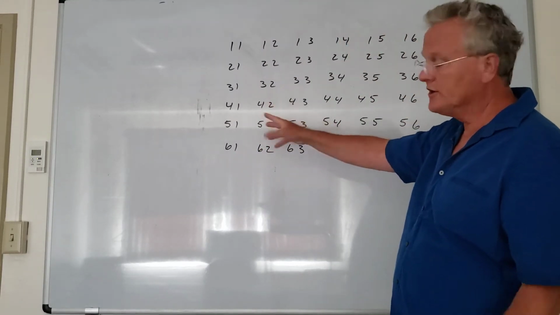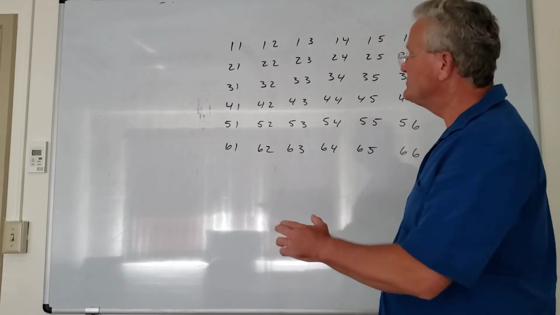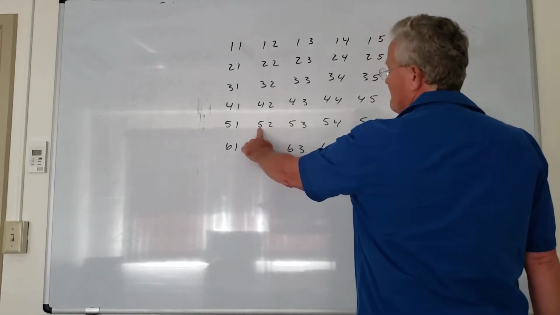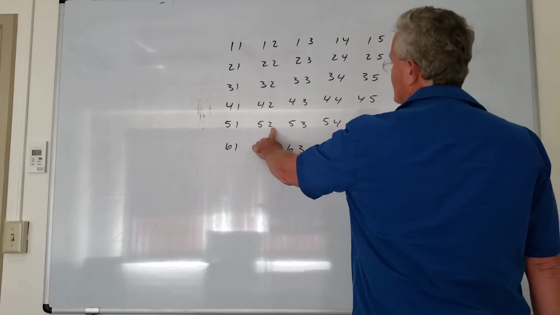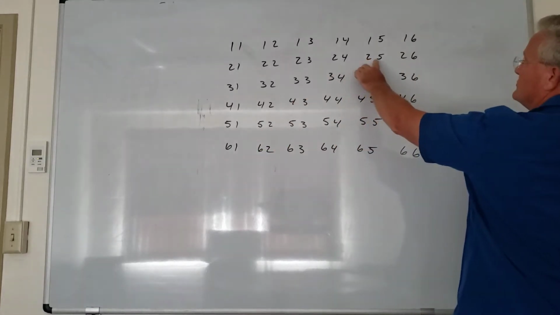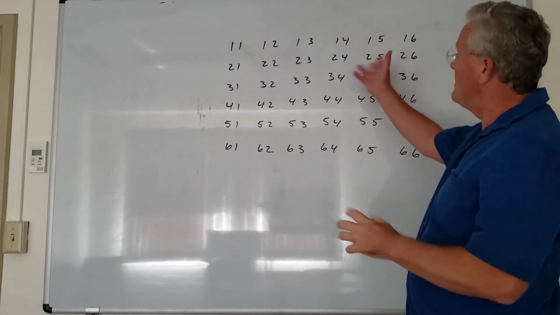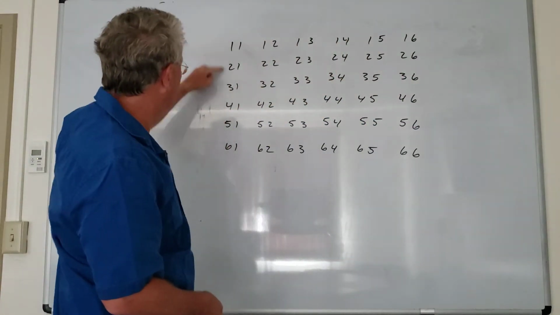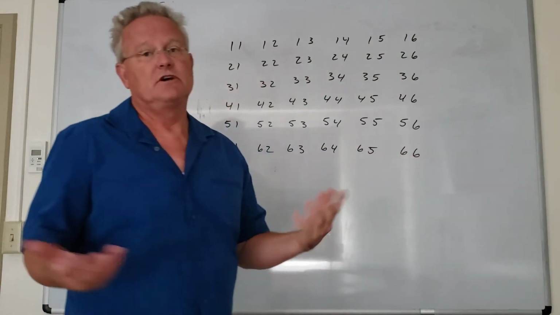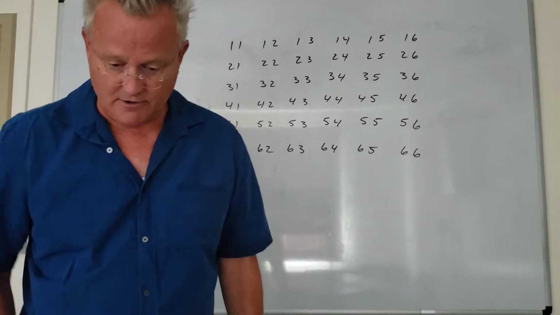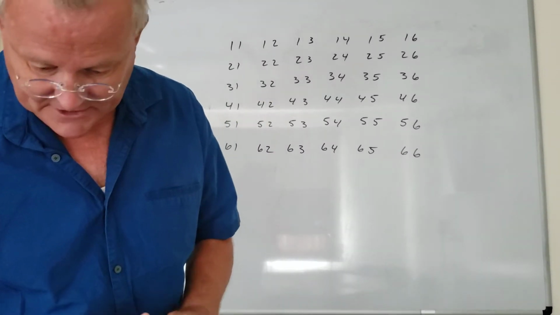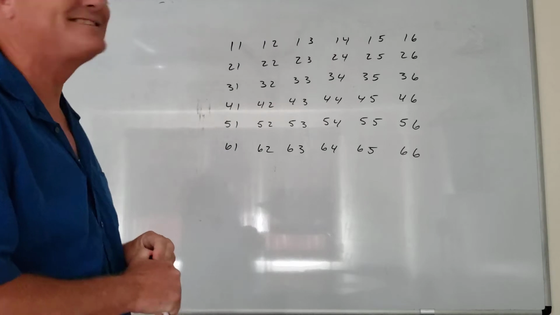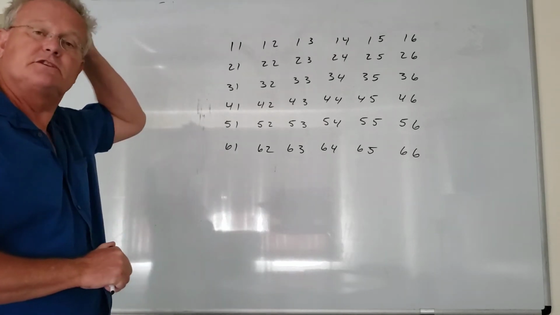Notice the order here. We're differentiating between the first one being a 5 and the second one a 2, versus the first one being a 2 and the second one a 5. So these are all the possible outcomes. How many are there altogether? Well, this is 6 by 6. There's 36 possible outcomes.